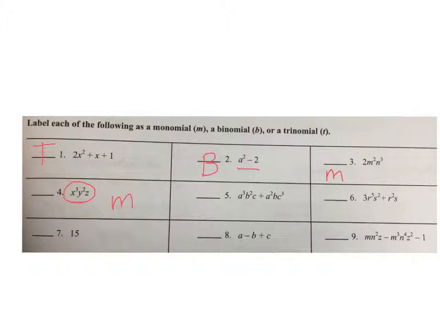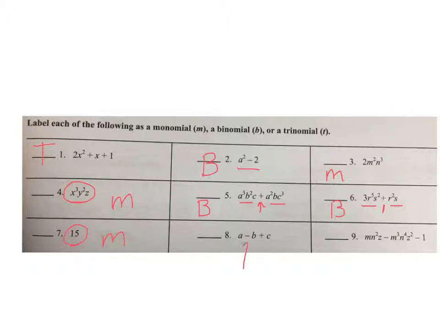Okay, look at 5. I see a plus sign right there. It's separating this and this. So how many terms are there? 2. So this is a binomial. Okay, this right here is separating 2 with a plus sign right here in the middle. So it's also a binomial. Do I see any plus or minus signs here? So what's that one? It's a monomial.